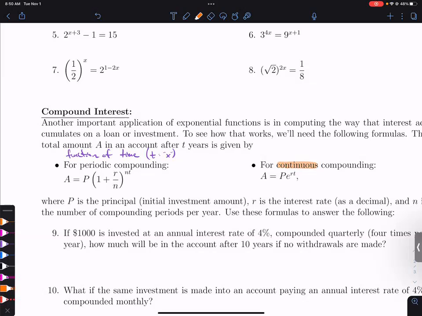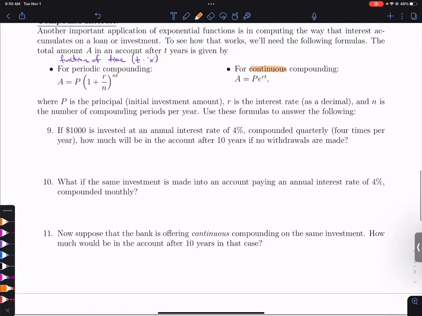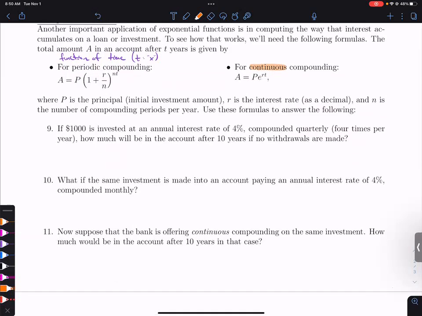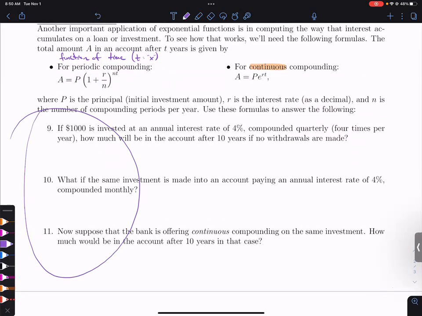There are a couple of examples there, 9, 10, 11. Try those. These are just going to be plug into the formula. So try those for Thursday, and we'll pick up there and talk about some other stuff.